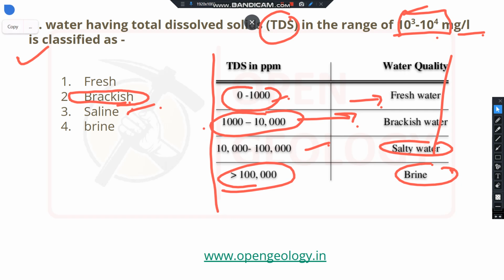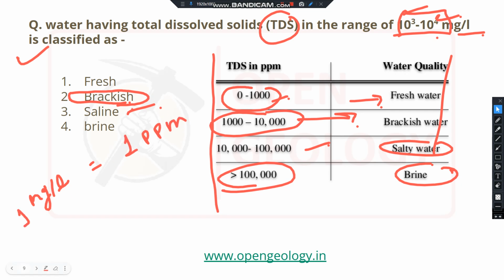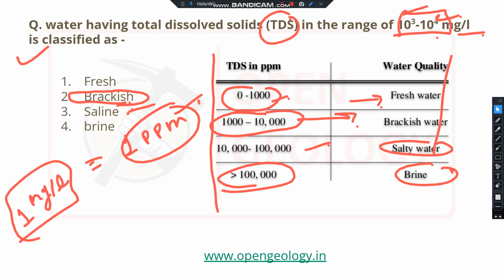Now one important thing to note here is that in the question it is written in milligram per liter, but in the table I have mentioned it in the form of ppm. This is nothing but 1 ppm is equal to 1 milligram per liter. So you can also see this question as a unit conversion. Let's say you are doing some numerical and you got the answer in milligram per liter, but the options are in the form of ppm. So simply, 1 milligram per liter is equal to 1 ppm.